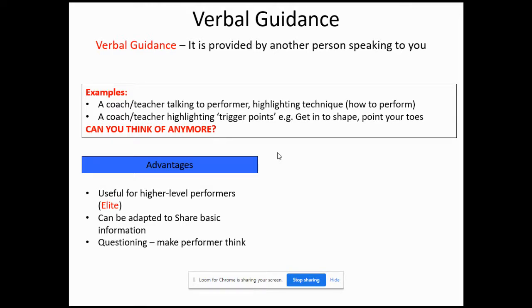Also, under verbal guidance comes questioning, okay? If you question someone, that is verbal guidance, and by questioning, that makes them think about it.